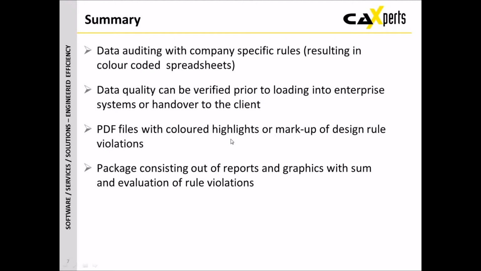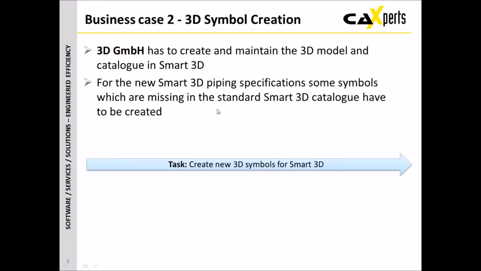Okay, thank you, Christine. So what we're going to do is move on to the next business case, which is around 3D symbol creation. The 3D organization has to create and maintain the 3D model and the catalog in Smart 3D. So for new Smart 3D piping specs, some symbols are missing and have to be added to the Smart 3D catalog. So the task is all about creating new 3D symbols for Smart 3D.